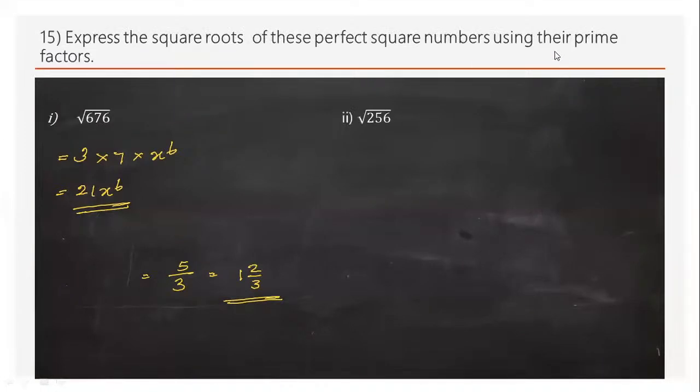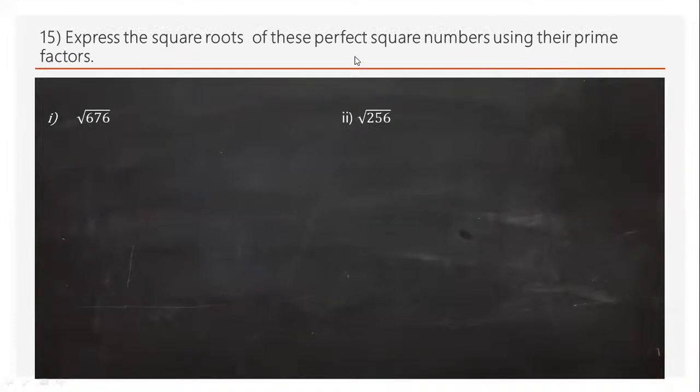Fifteenth question. Express the square root of the following numbers by the prime factorization method. 676. Divide by the smallest prime number 2. 338, divide by the smallest prime number 2. 169, divisible by 13 only, right? That is 13. Again by 13, 1.